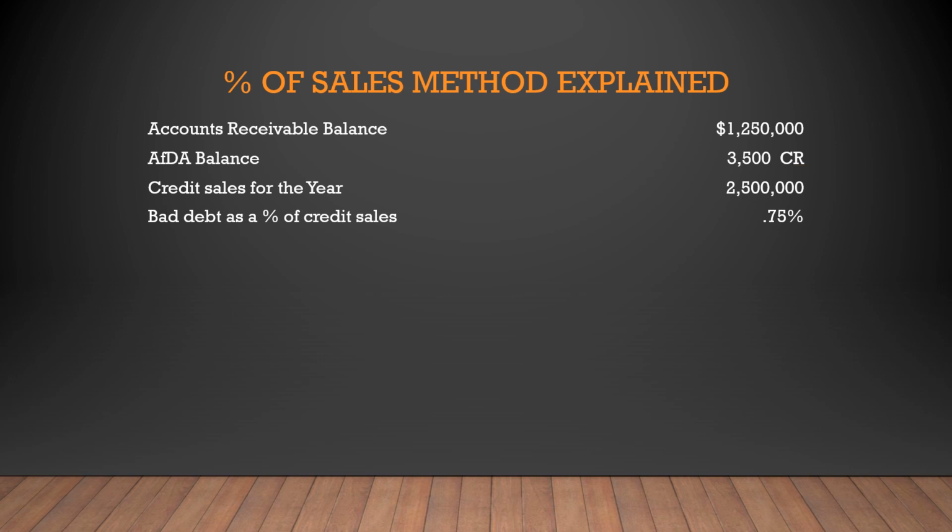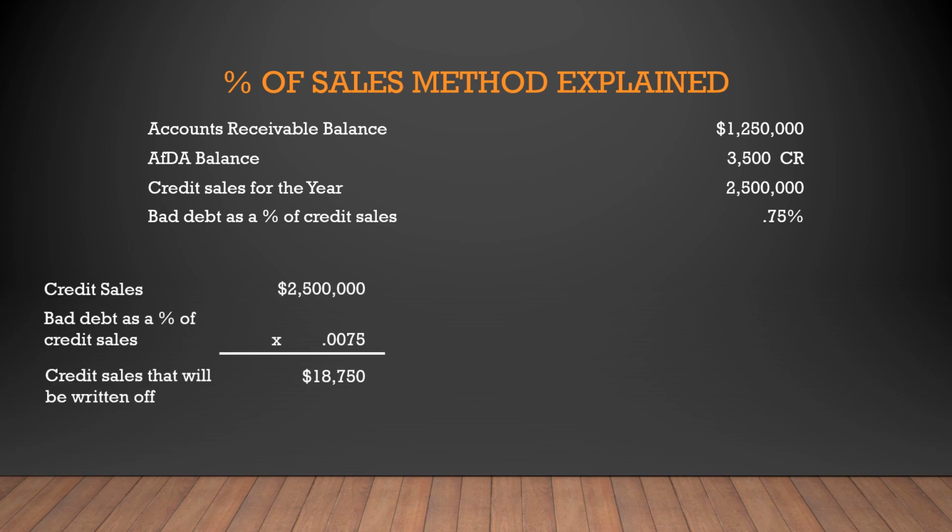This is one of those problems where the solution is especially simple. You just need to know what to filter out. Take the $2.5 million in credit sales and multiply it by 0.0075 to get the dollar amount of credit sales that we expect we will have to write off. Be careful that you enter 0.0075 when doing this calculation. 0.75 is equal to 75%. 0.0075, that's 0.75%.